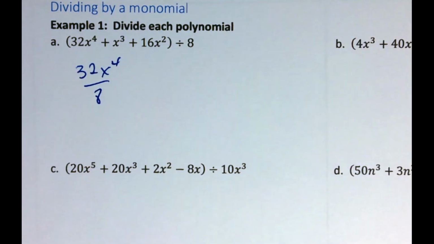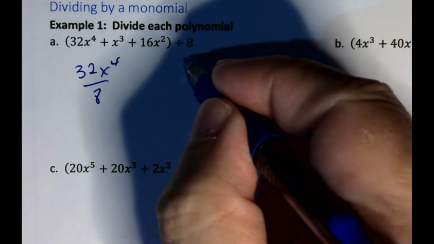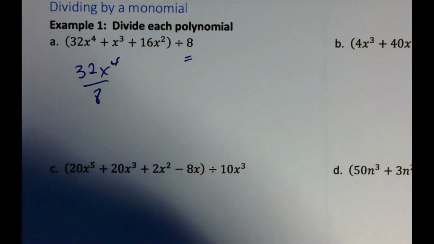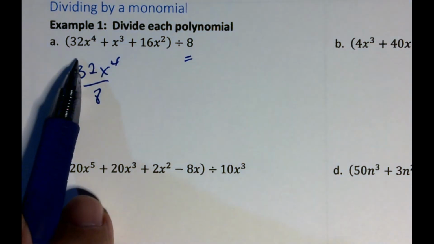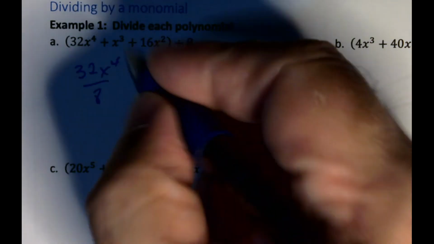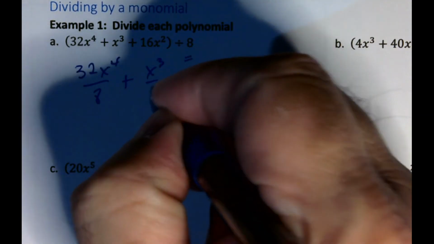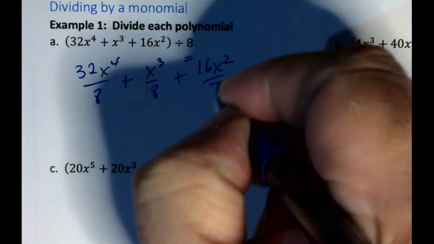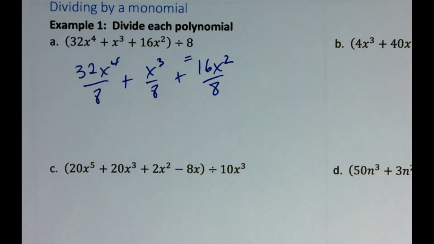So here we've got 32x to the 4th over 8. Whenever it's a monomial, that means it's a one-term polynomial, we divide each term by that one-term polynomial. So it's the first term, 32x to the 4th over 8, plus x cubed over 8, plus 16x squared over 8. And now what we're going to do is simplify that.